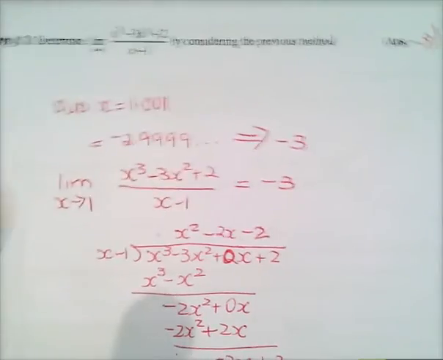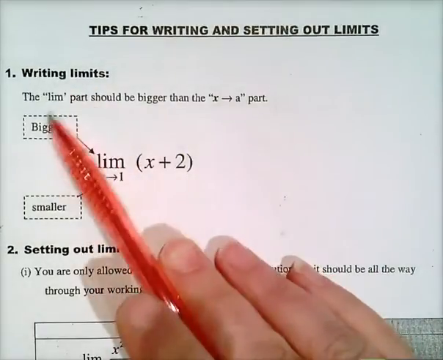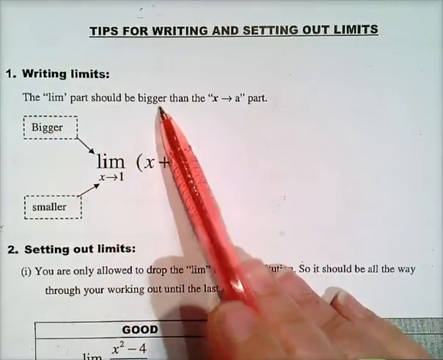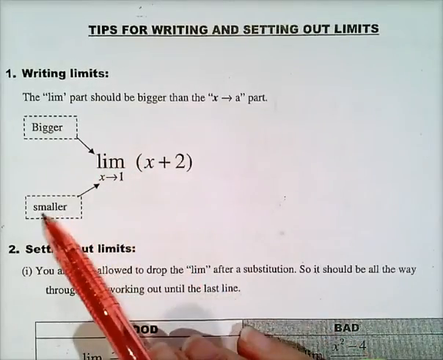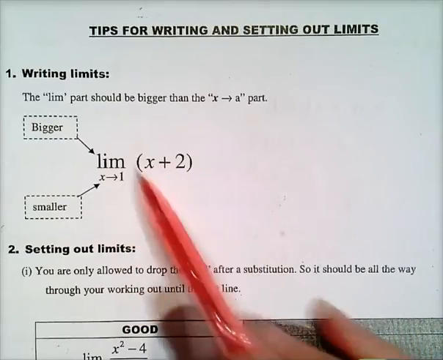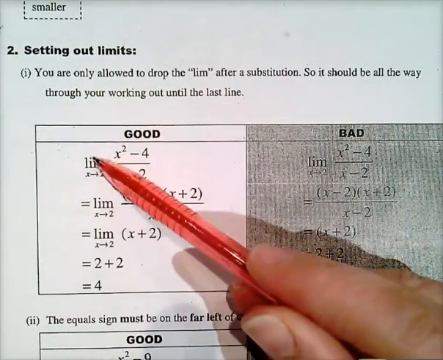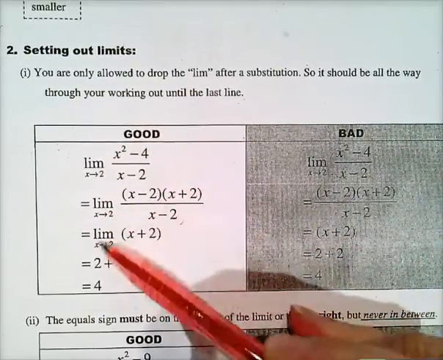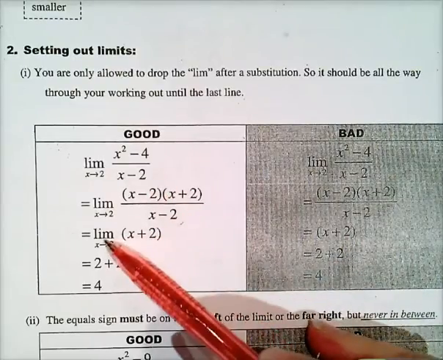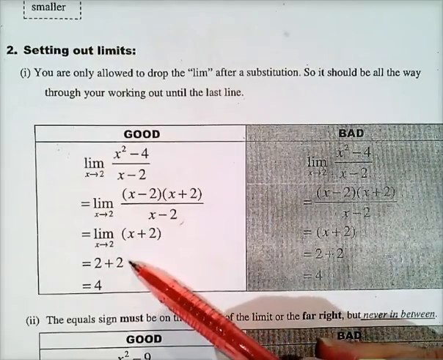Okay. Now just looking at the very last page of this booklet, tips for writing and setting out limits. The limit part should be written in bigger writing than the x approaches a part. So notice here, limit is written quite large, and this is written smaller, x approaches 1, and your function here is normal size, x plus 2. Okay, setting out limits, you only drop off the limit bit after the substitution. So notice limit as x approaches 2 of this function, we've factorized it, we've still got limit as x approaches 2 there, cancel the x minus 2's here, so we've still got limit as x approaches 2 for this function, but once we substitute in x equals 2 here, we then drop the limit notation.